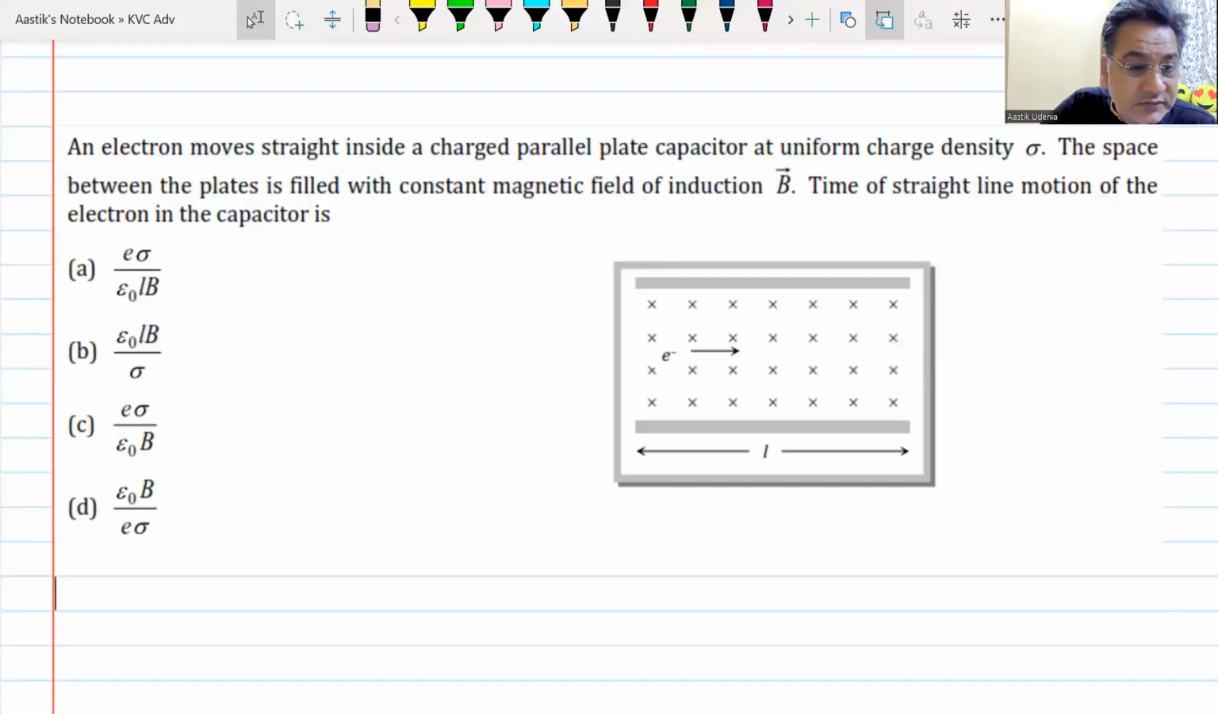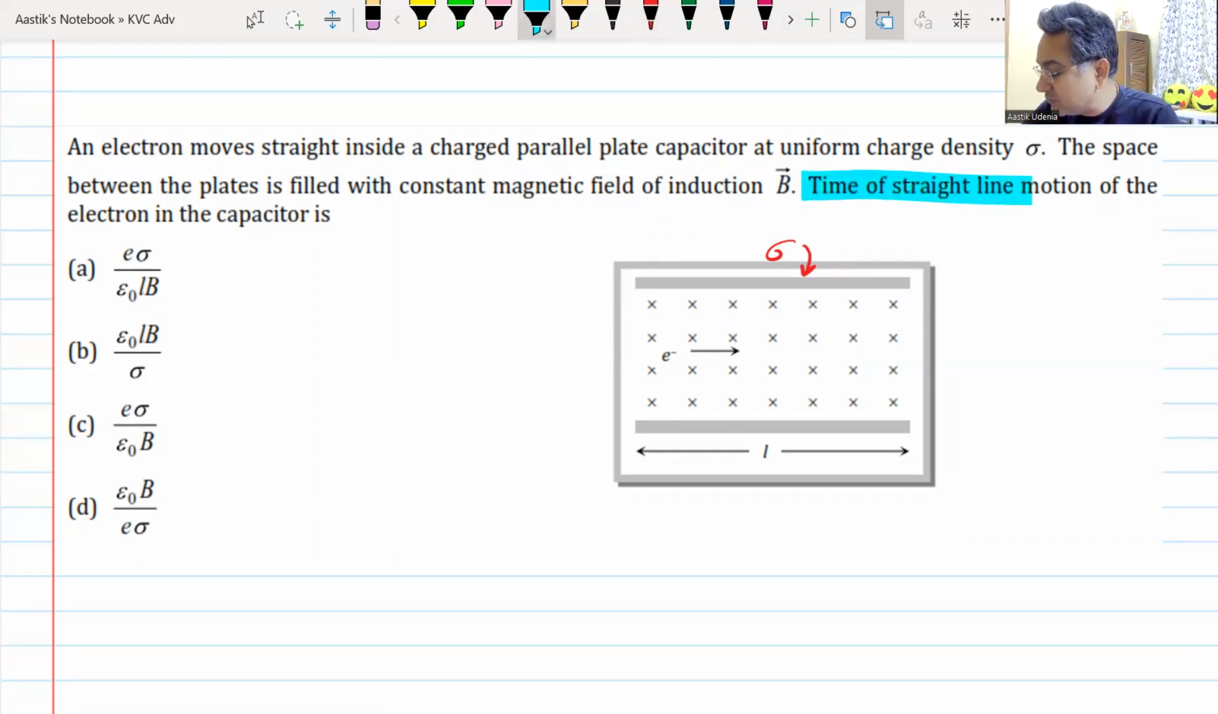This is again a question. An electron moves inside a charged parallel plate capacitor. So this is a parallel plate capacitor. As you can see, charge density is sigma, which is the positive plate, which is the negative plate. It is not shown anyways. The space between the capacitor is filled with a constant magnetic field of induction B. Time of straight line motion. How much time it will take to cross the plates, basically they are asking. And it is moving in a straight line.